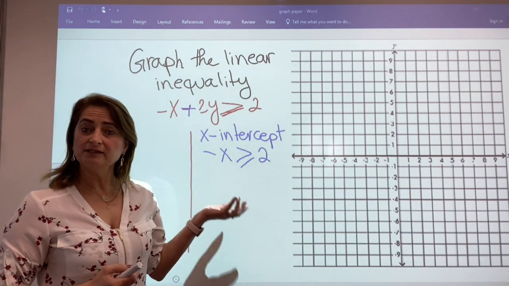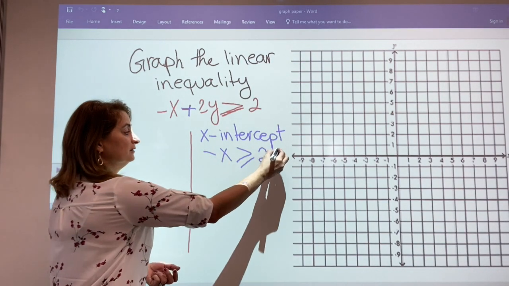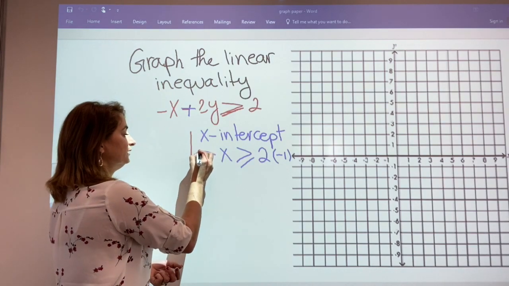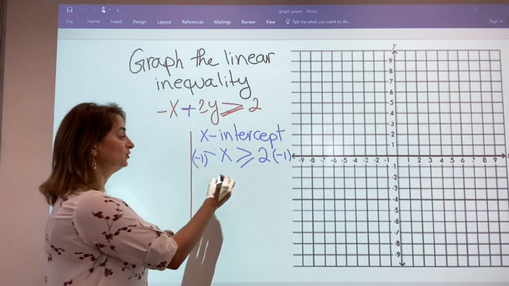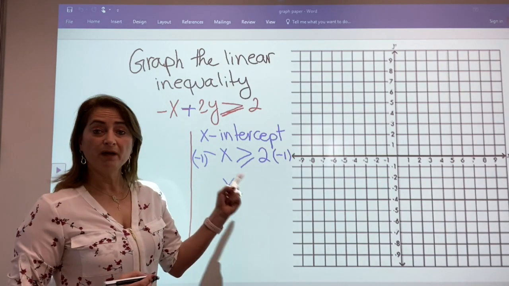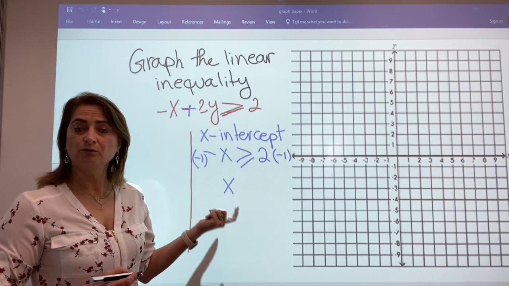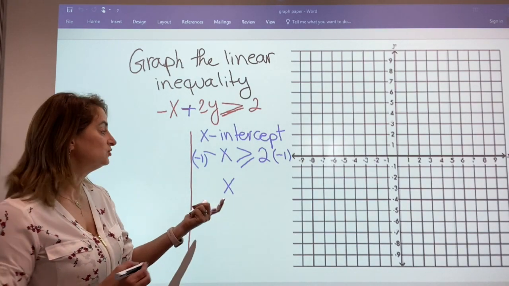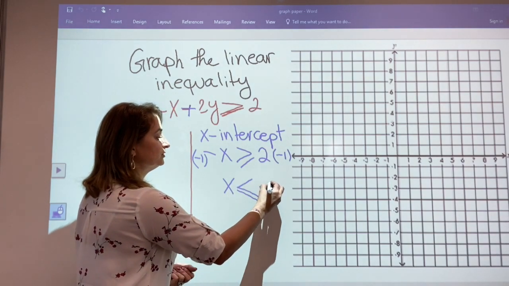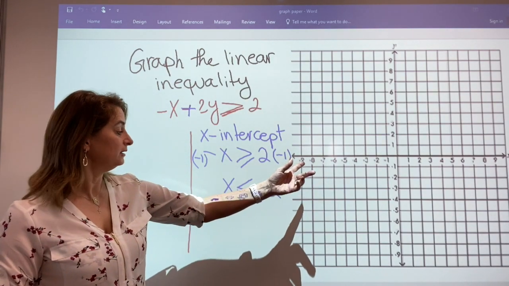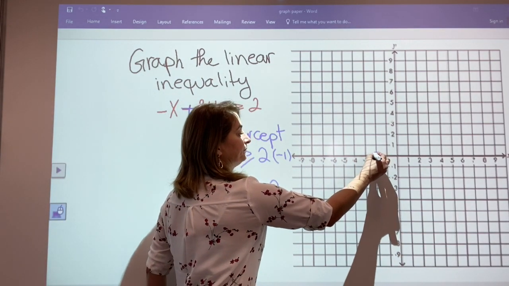I don't want negative x, I want positive x. So multiply by negative 1 both sides to get rid of the negative. Because negative times negative is positive, so you end up with x. Now remember to switch the signs. When you're multiplying or dividing with a negative number, you have to switch the inequality. Now x has to be less than or equal to negative 2. So go on the x-axis, find negative 2 and put it down.